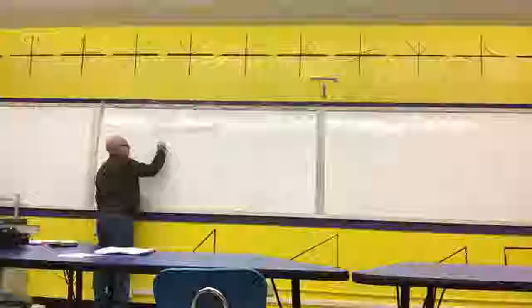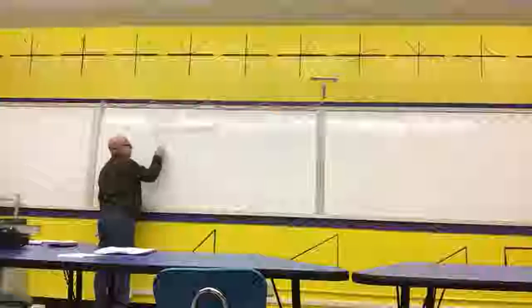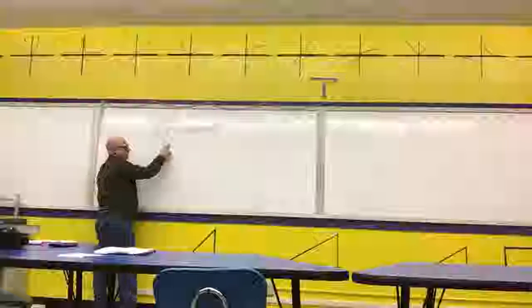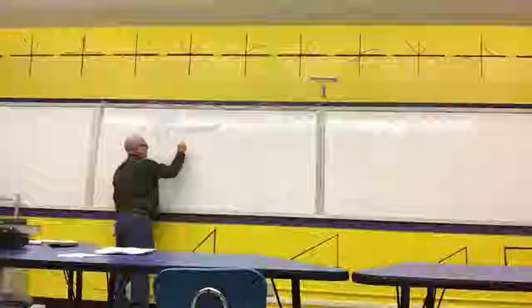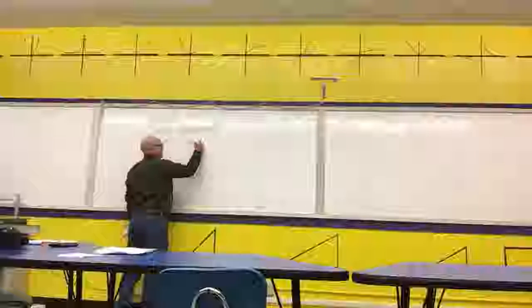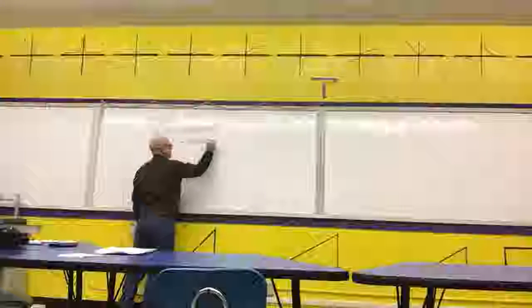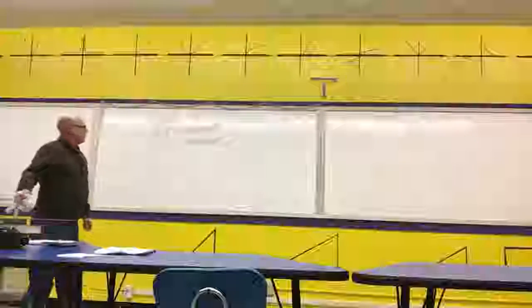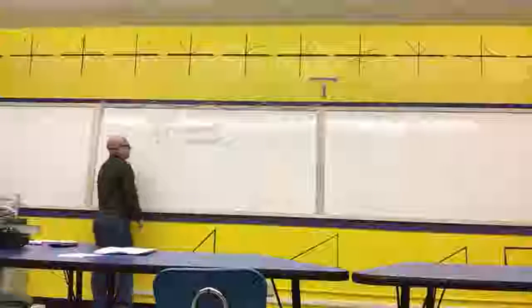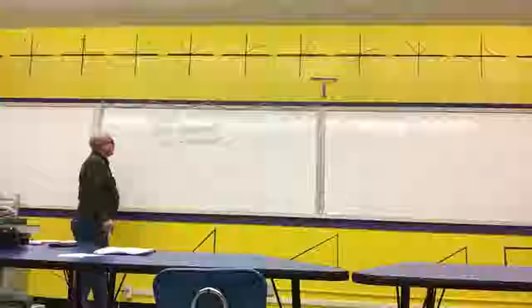Examples, 4x squared minus 9. 4x squared is a perfect square. 9 is a perfect square with a minus sign in between the two. So my answer would be 2x plus 3 times 2x minus 3. So that's how we get the difference of squares pattern there.